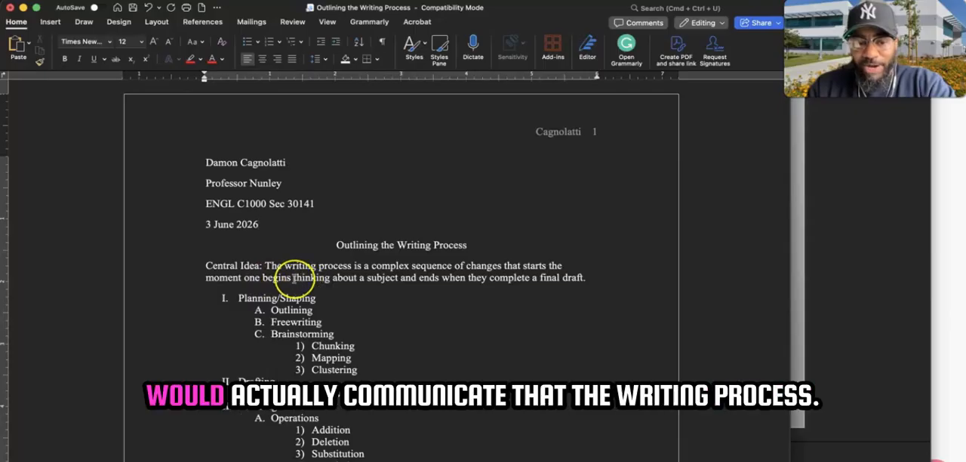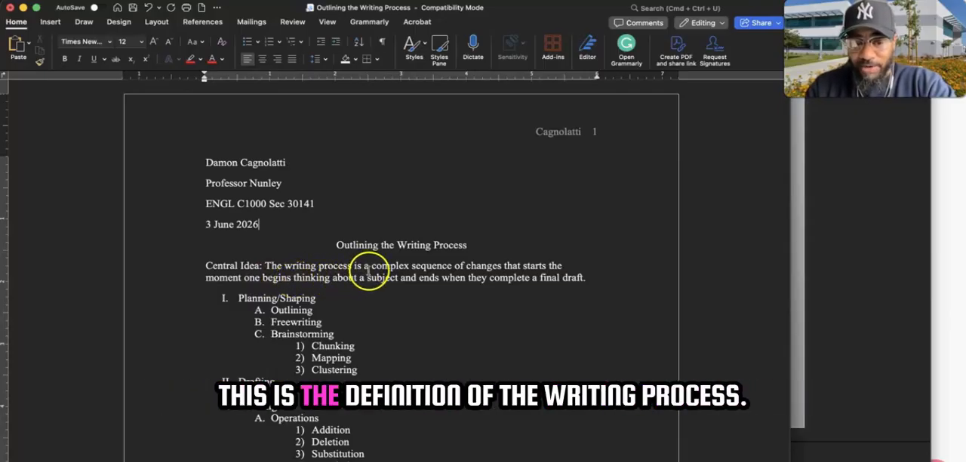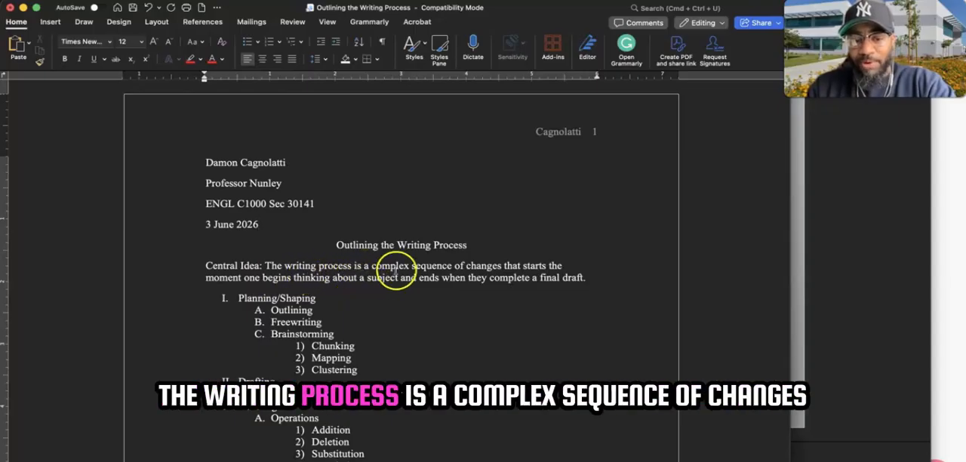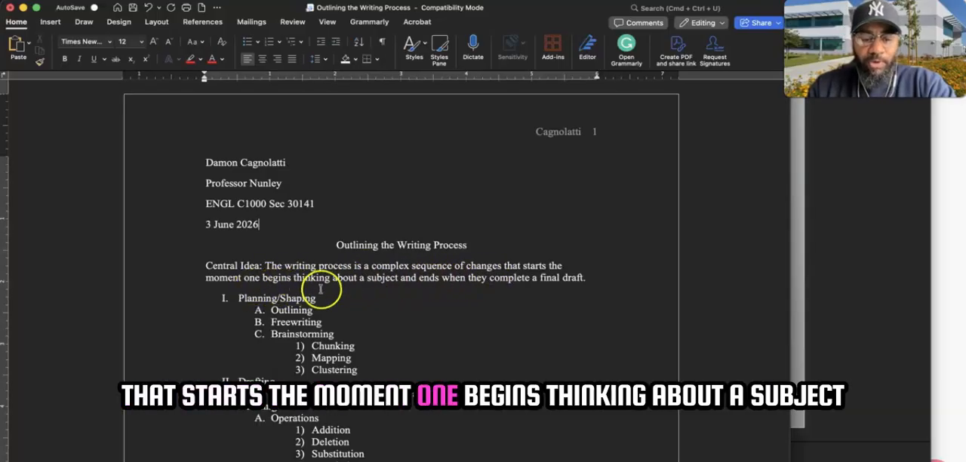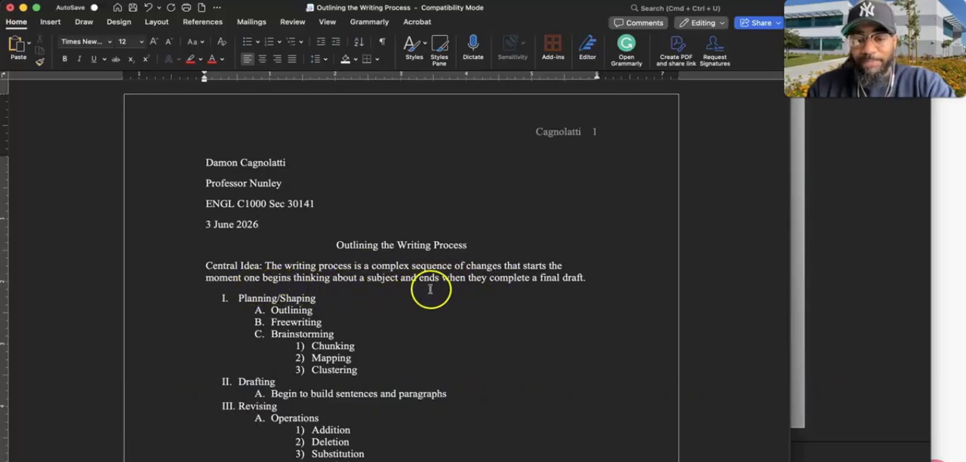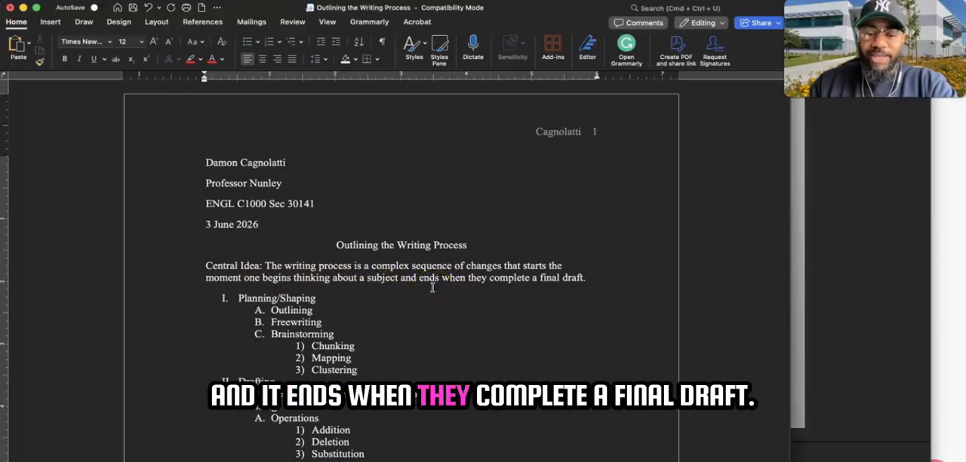The central idea would communicate that the writing process, this is the definition, is a complex sequence of changes that starts the moment one begins thinking about a subject, and it ends when they complete a final draft.